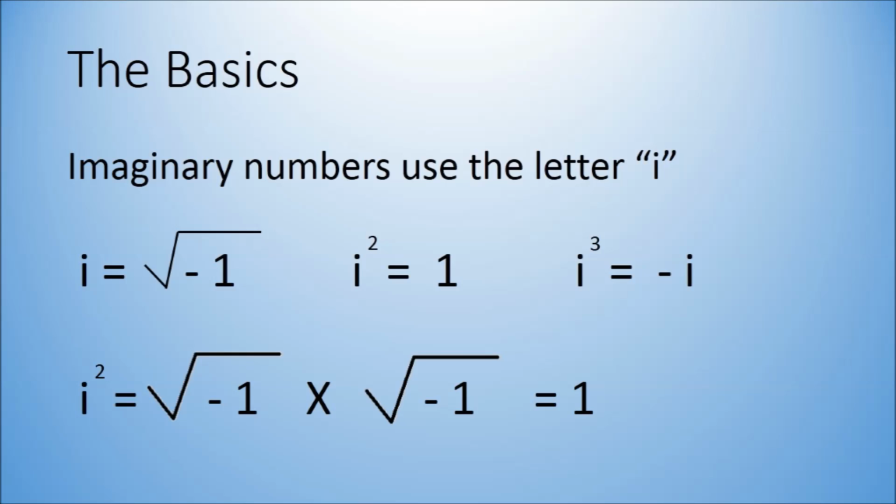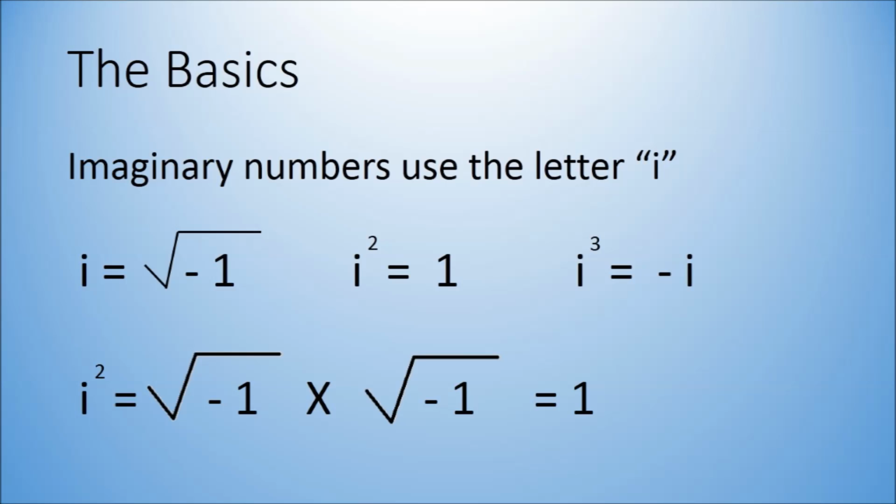Imaginary numbers use the letter i, kind of self-explanatory. Now, this is kind of the basics of imaginary numbers and how they work right here. i equals the square root of -1. That's what all this is based off of right there. So i squared equals -1.